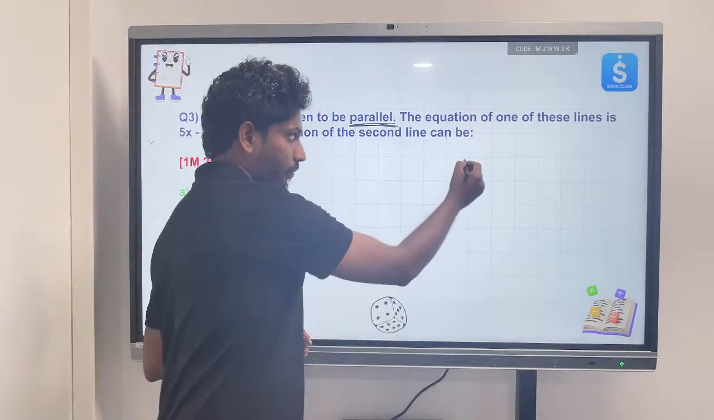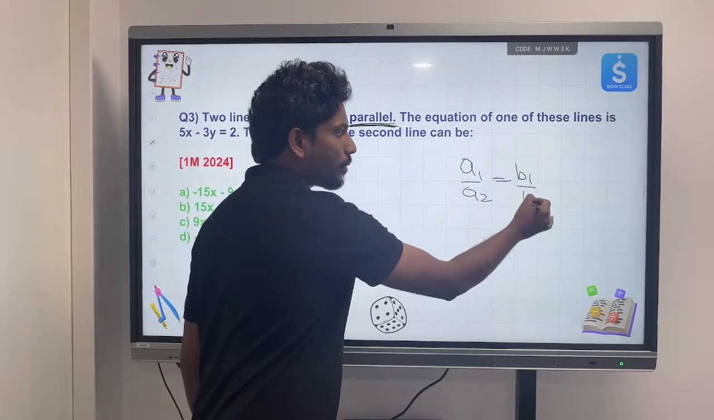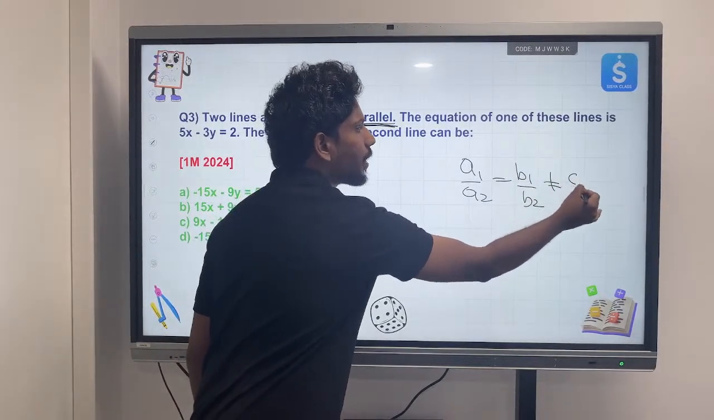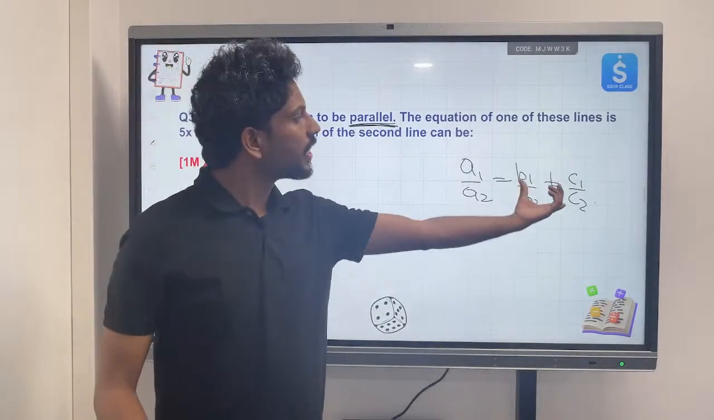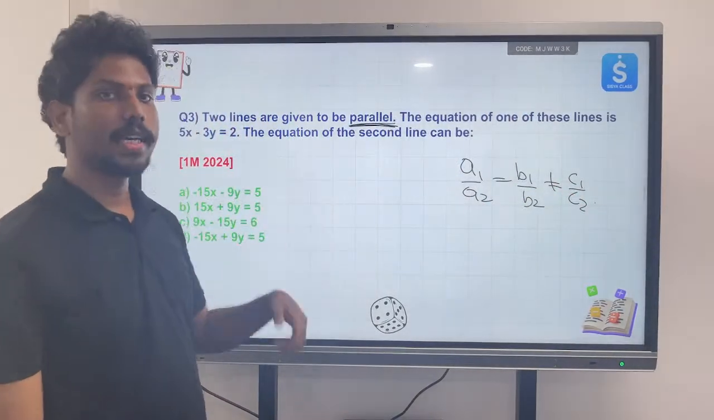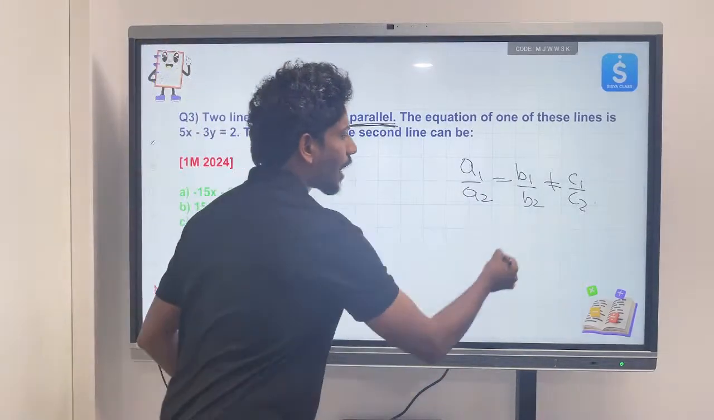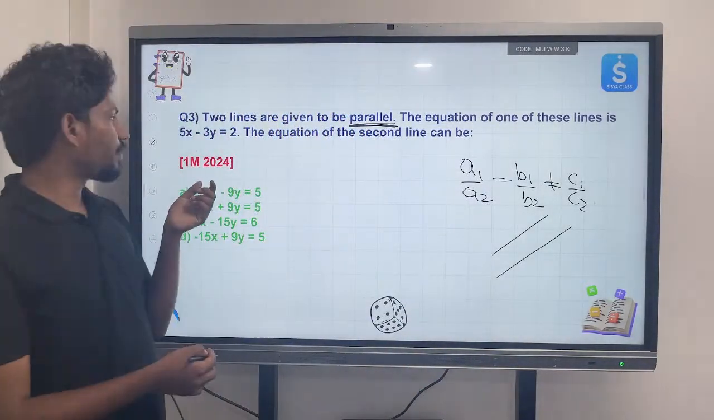That is, a1 by a2 is equal to b1 by b2, but not equal to c1 by c2. If the first two ratios are in proportion, and they are not in proportion with the third, then we can say that the lines are parallel, or it has no solution, right? Now, let us try to analyze by option verification, right?